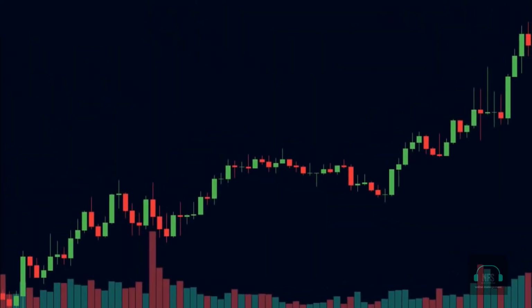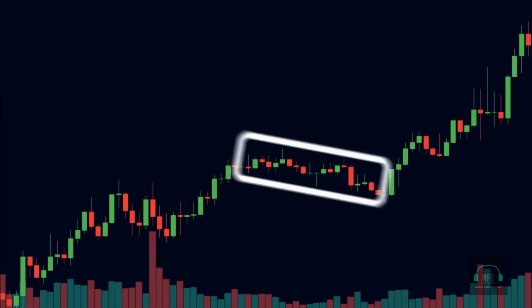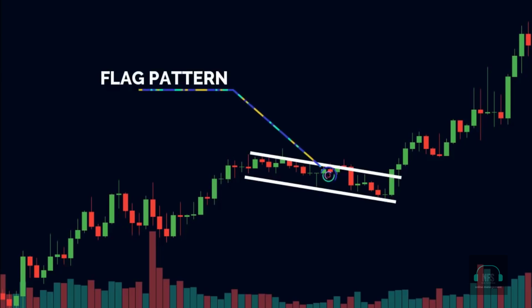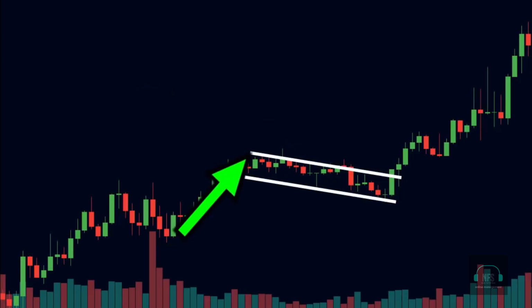For instance, here we see that the price made a strong up move. Then the market started to consolidate for a few candles. The consolidation was not flat. It was a downward sloping consolidation. So, here we have successfully discovered a flag pattern. Now, prior to this consolidation, the market made a strong up move. We expect the market to resume the up move after this flag pattern. In other words, we are expecting a bullish breakout.